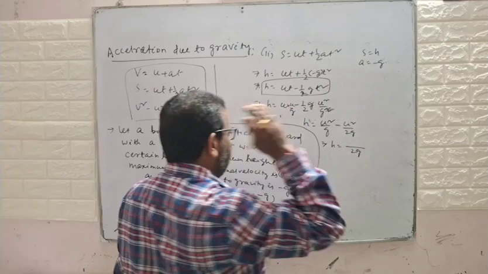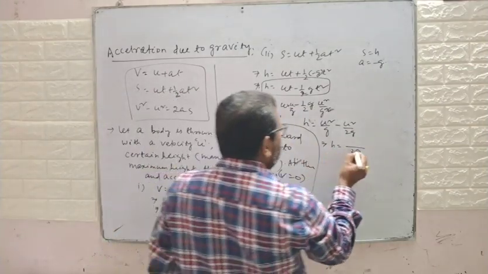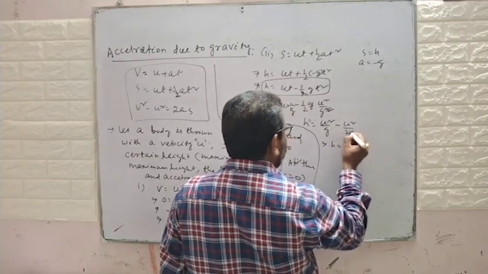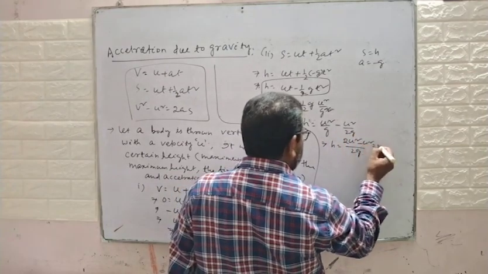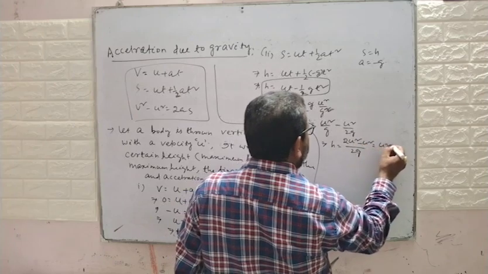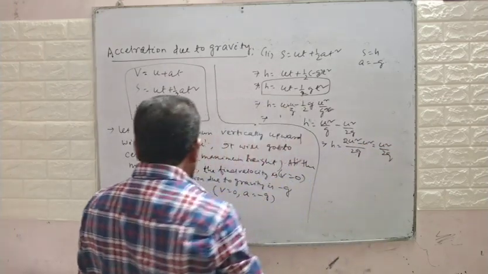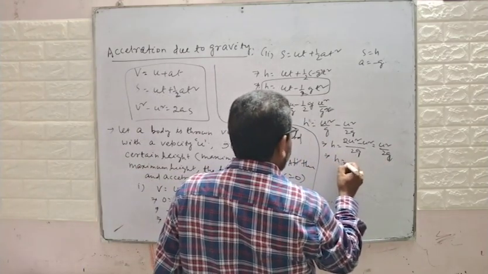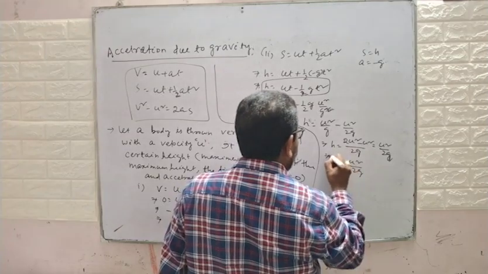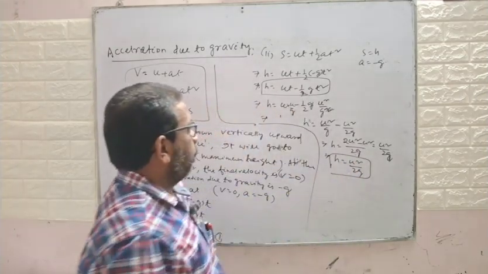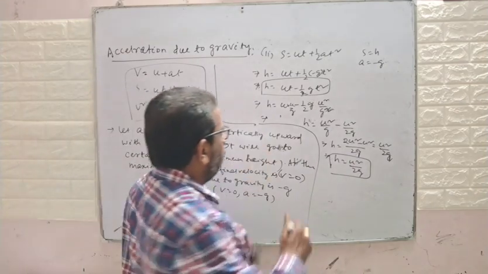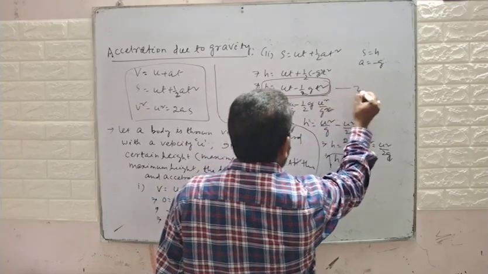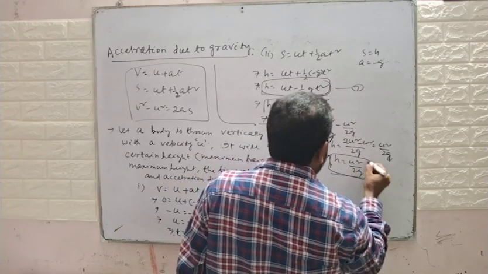If we take 2g LCM, 2g by g, 2 into u square, 2u square by 2g, minus u square by 2g. h equal to u square by 2g. We can get h by putting this equation and also by putting this equation.